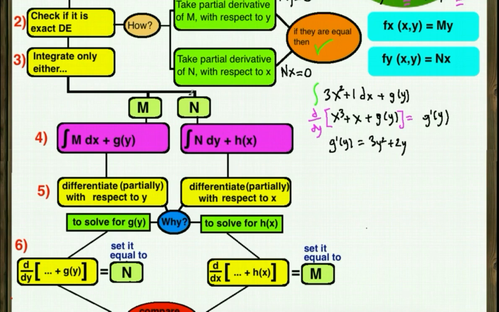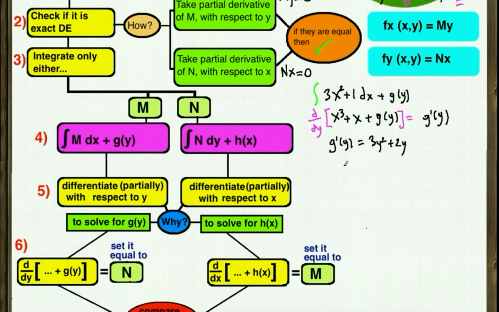If you follow the other path, then you had to integrate N with respect to y. You had to add some function h(x), and differentiate h(x) partially with respect to x to be able to solve for h(x). You set it equal to, this time, the M part of the function. So whichever half you integrate, you set it equal to the other half.